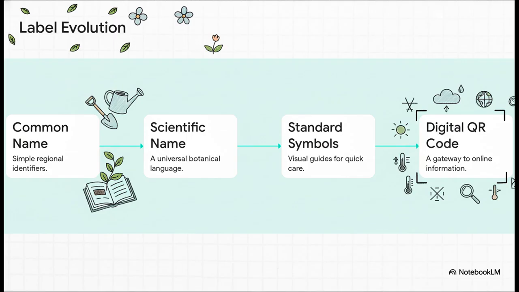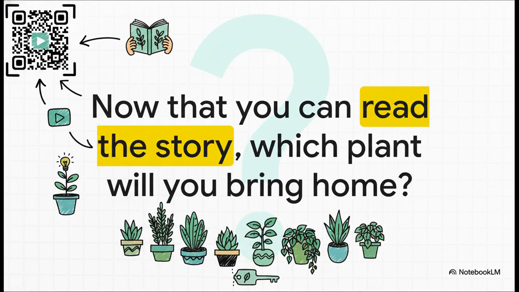This little square basically solves the biggest problem with the physical tag. There's just not enough space on it. When you scan that code, you can get video tutorials, detailed care guides, even design inspiration for your garden. You're not just holding a little plastic tag anymore, you're holding the key to a whole library of knowledge. So, really, the only question left is, now that you can read its story, which plant are you going to bring home?